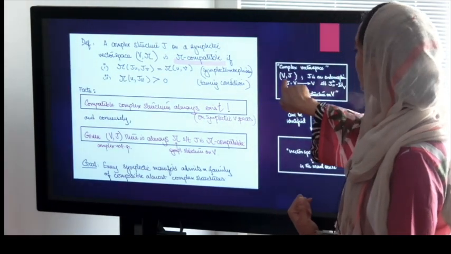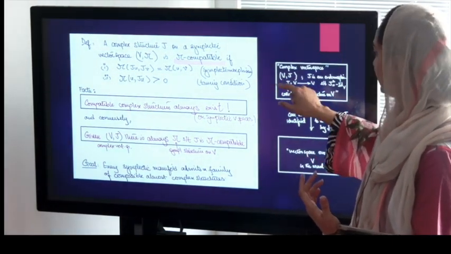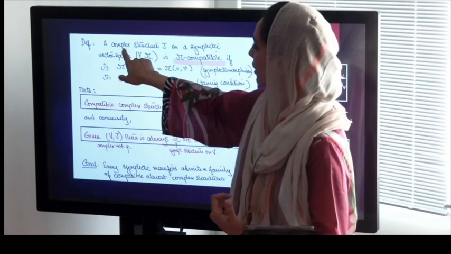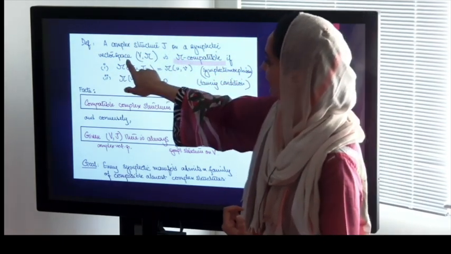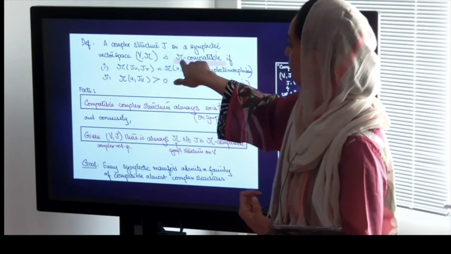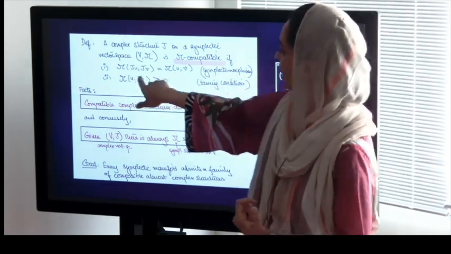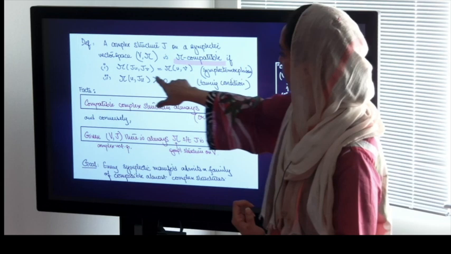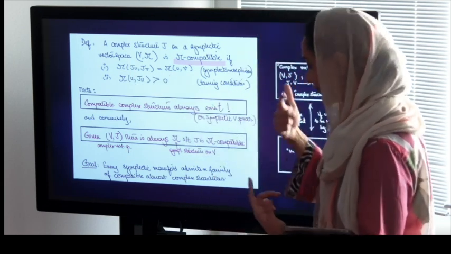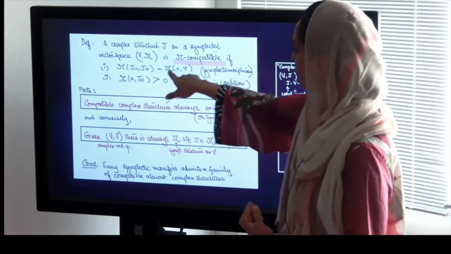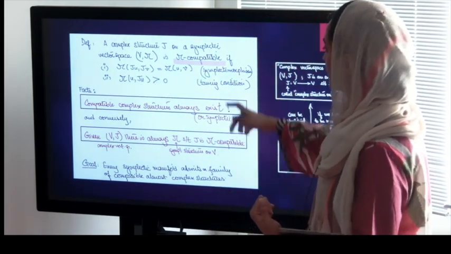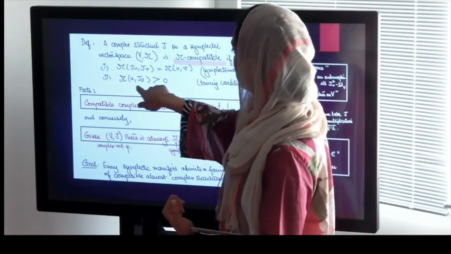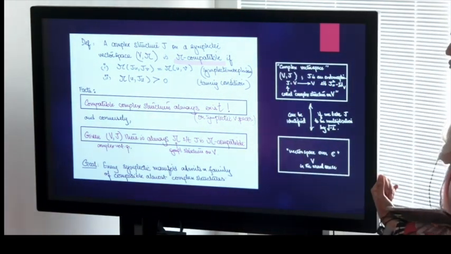So you start with this pair (V, J), so you have a space of vectors and this endomorphism that squares to minus identity. This complex structure J on a symplectic vector space (V, omega) is omega-compatible if omega is preserved when you apply J to both arguments, that is, omega(Ju, Jv) equals omega(u, v). That's the symplectomorphic condition. And then you have some sort of positivity which says that omega(u, Ju) is greater than zero.